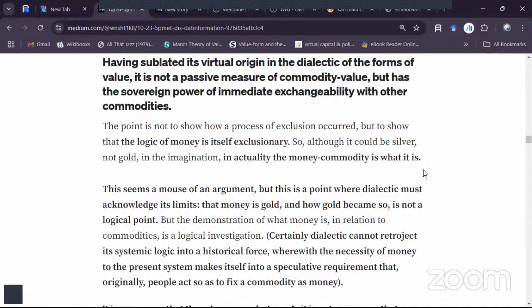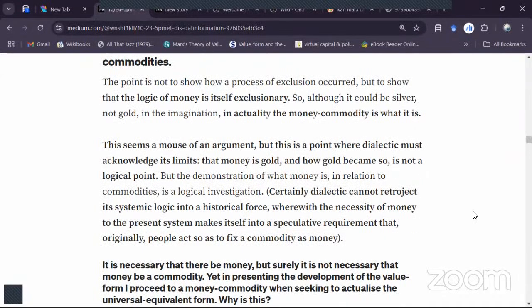This is the problem with Marx. But the demonstration of what money is in relation to commodities is a logical investigation. Certainly, dialectic cannot retroject its systemic logic into a historical force. Therewith, the necessity of money to the present system makes itself into a speculative requirement that originally people act so as to fix a commodity as money.